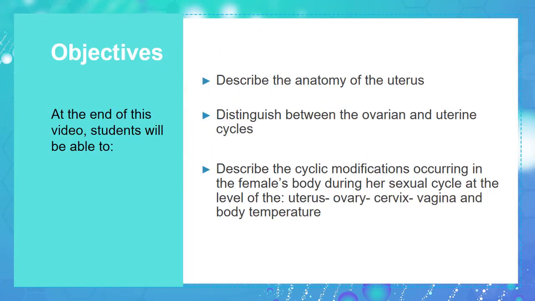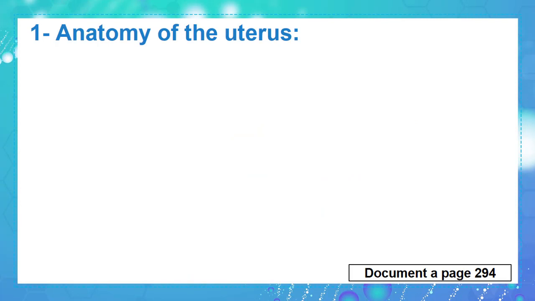In this document, you will learn about the structure of the uterus and what modifications occur to this female organ to allow the embryo implantation. You will also learn about other modifications that occur in a female body during her sexual cycle. Let's start with the anatomy of the female uterus.